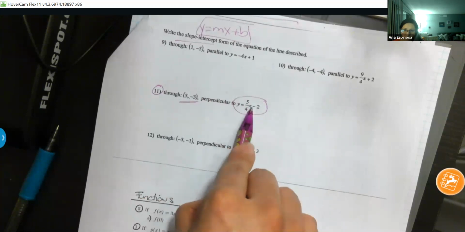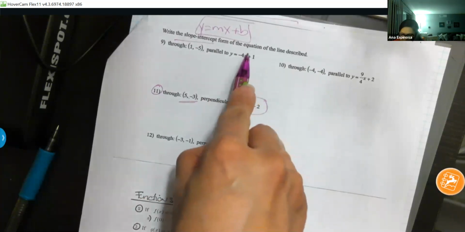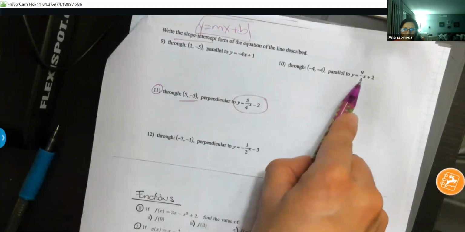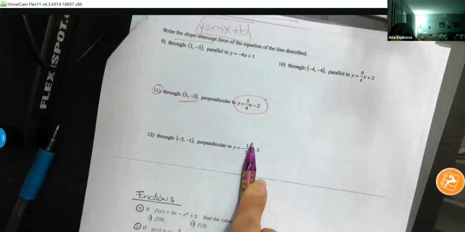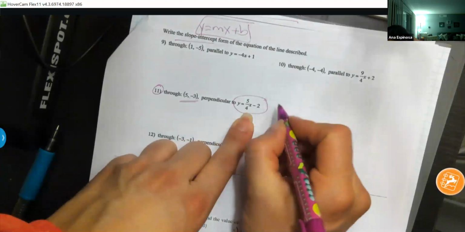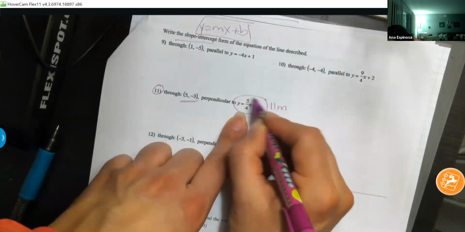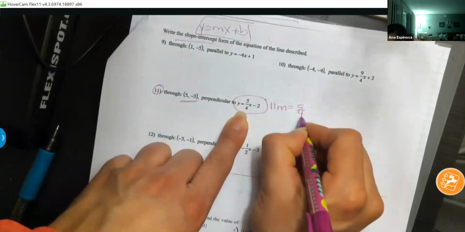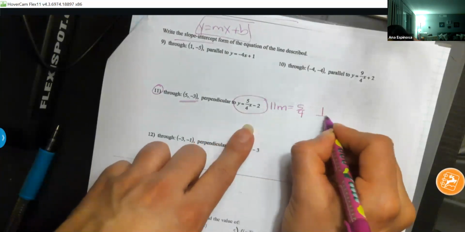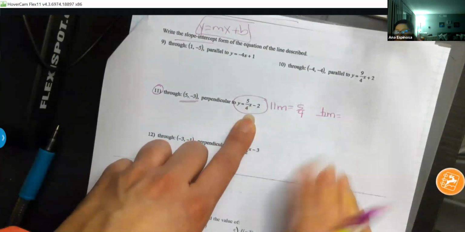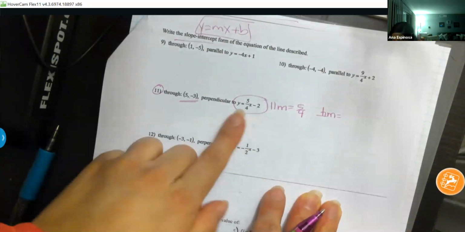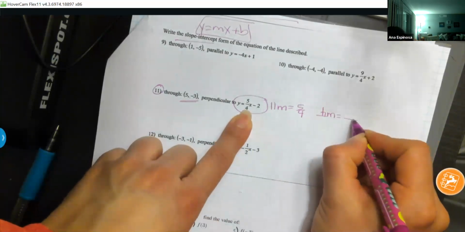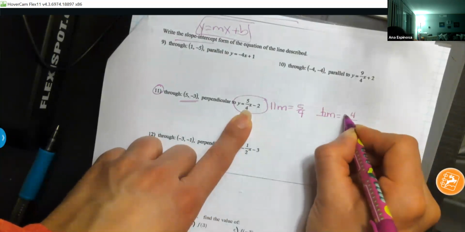All you're going to use this line for is its slope. Same thing here, same thing here. You just have to know which slope you're looking for. Okay, so any line that is parallel to this line will have a slope of 5/4. But any line that is perpendicular to this line will have to have two things. It will have to have a swapping of the fraction and a sign change. So if this is a positive, it's going to go negative, and then it's going to flip. The negative goes wherever you like.